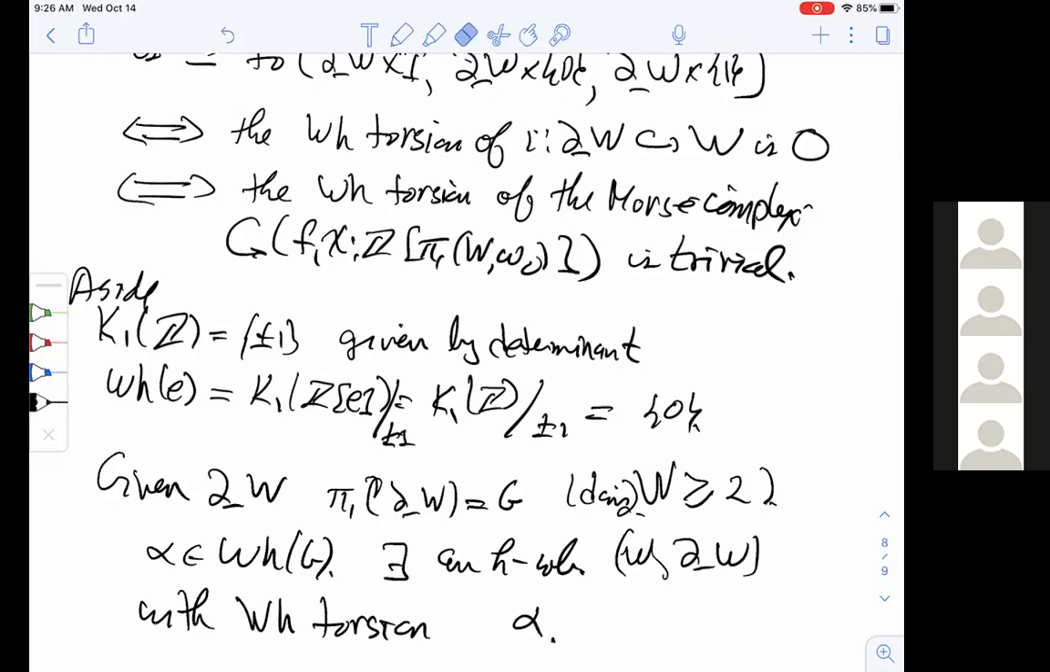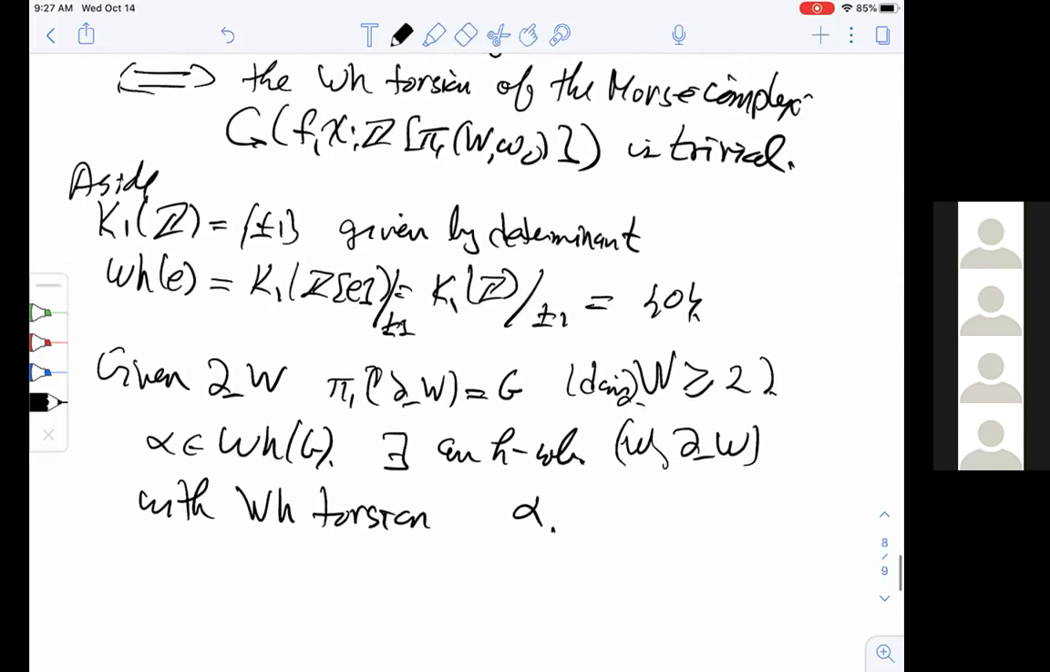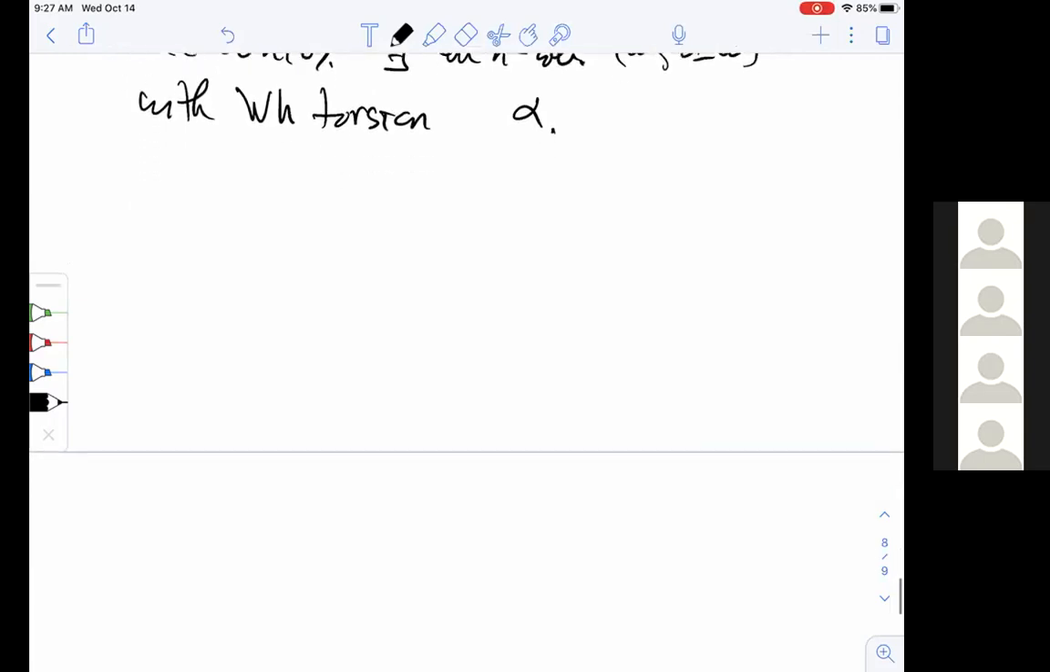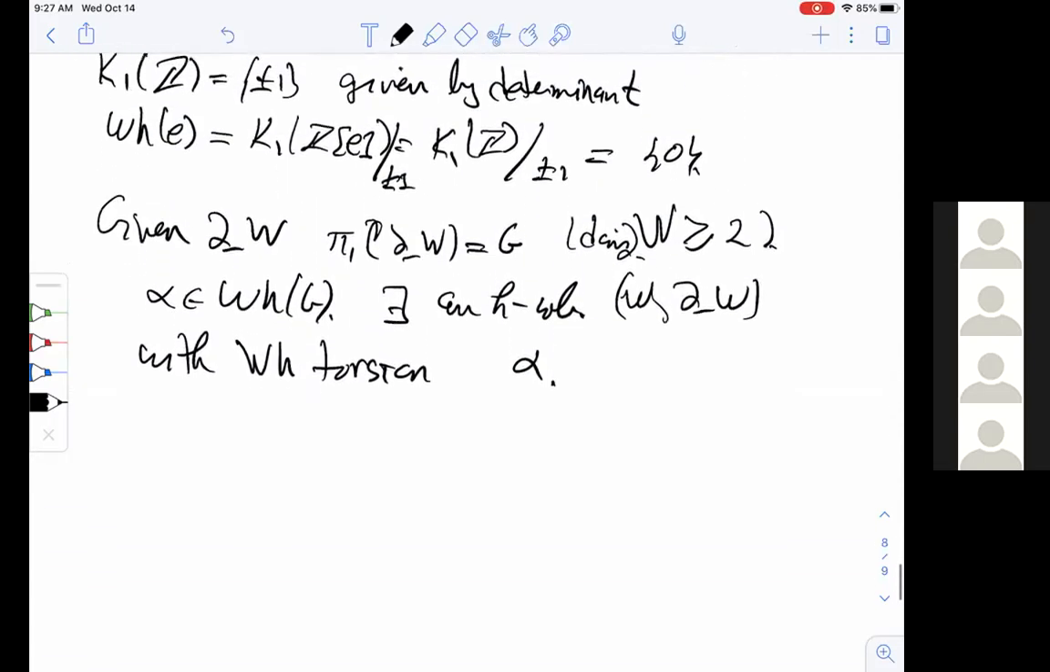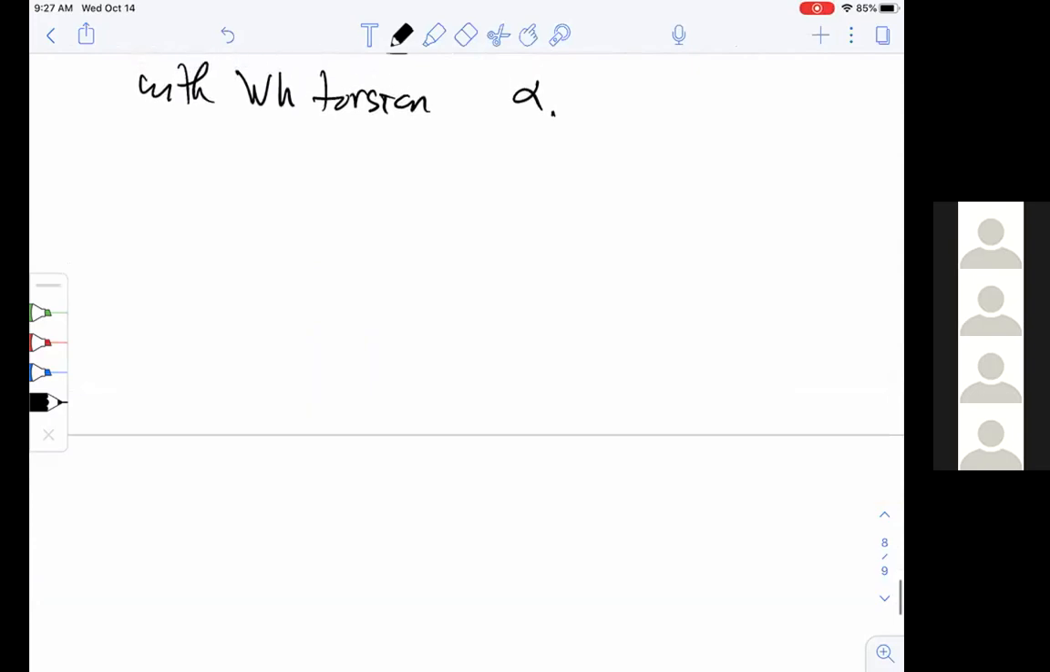So there are lots of non-trivial s-cobordisms. There's in fact a bijection, in fact a group isomorphism, between the s-cobordisms off of a manifold W and the Whitehead group. You can concatenate s-cobordisms, simply put one on top of the other. That simply adds Whitehead torsions. So there's a way to turn this into a group isomorphism. Anyway, there are lots of non-trivial s-cobordisms.